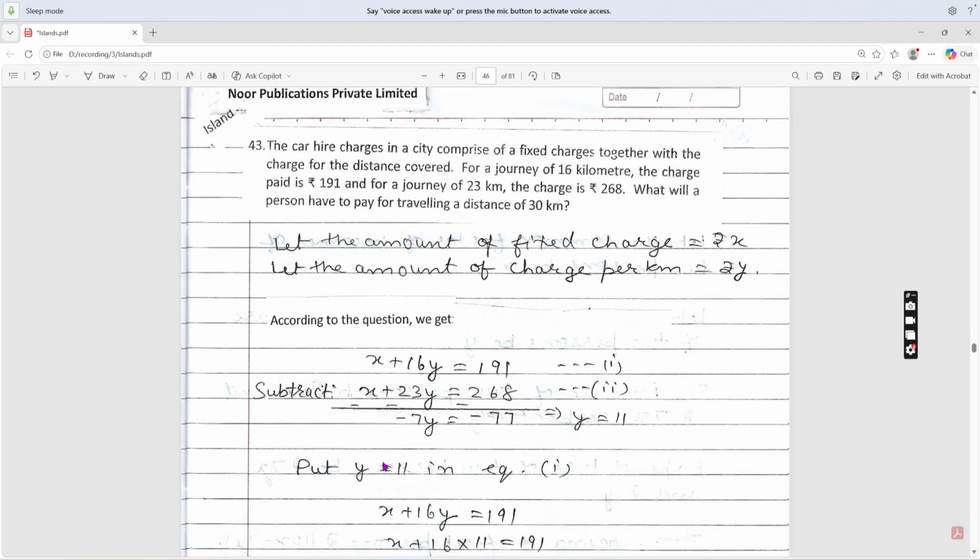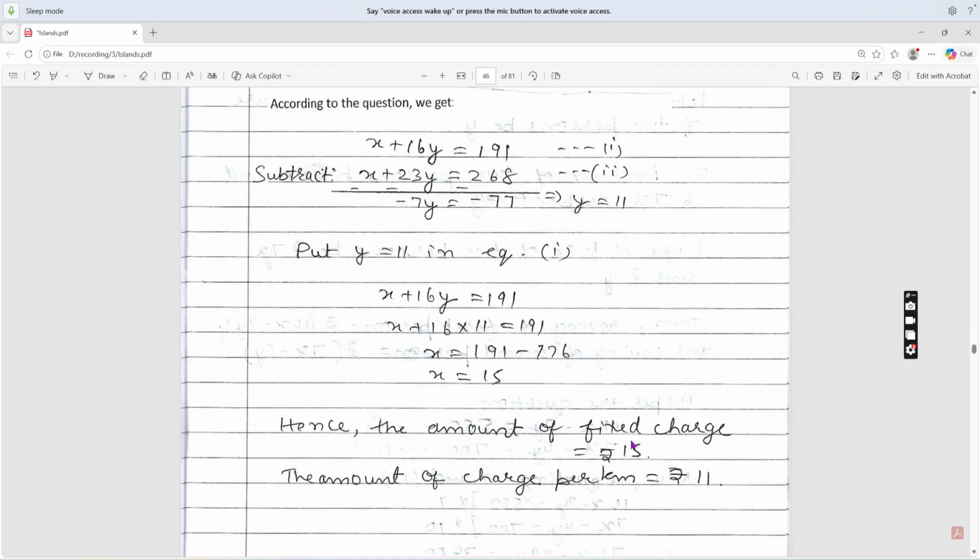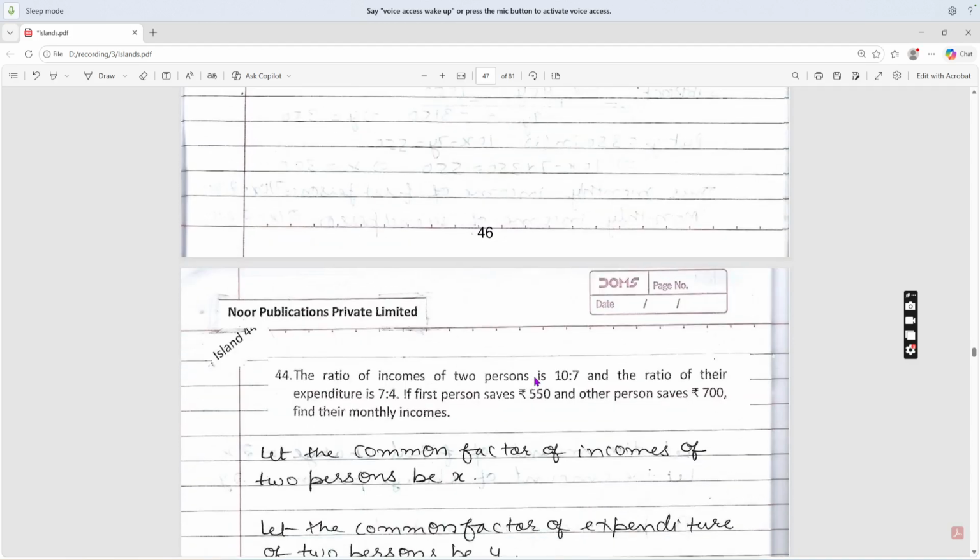Now we are going to put y equal to 11 in equation 1. Equation 1 is x plus 16y is equal to 191. That is x plus 16 into 11 is equal to 191, so x is 191 minus 176, which is equal to 15. Hence the fixed charges are rupees 15, that is x. The charges per kilometer, that is the variable charges y, is rupees 11. Now next question we are going to proceed.